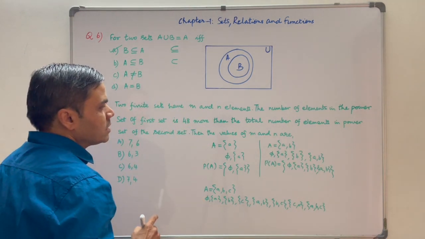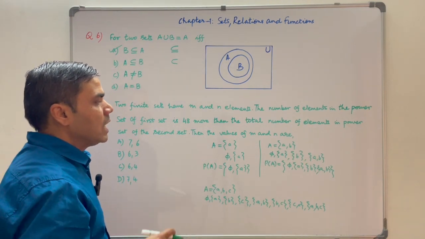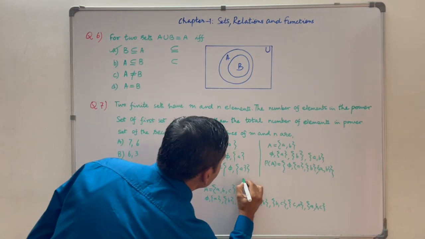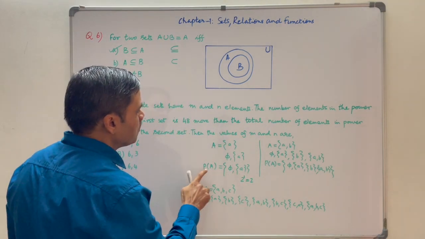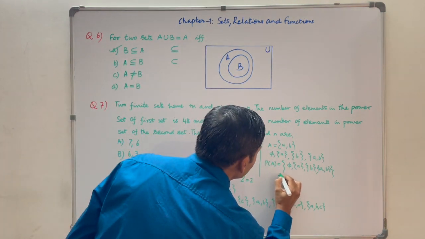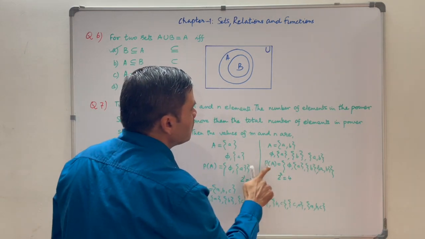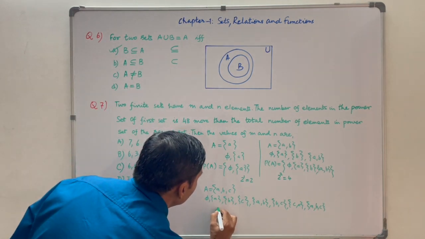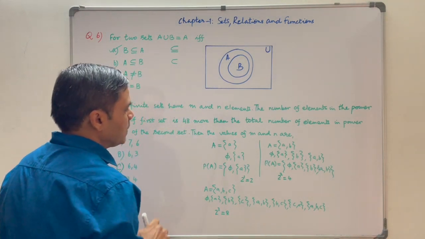So there is a relationship between the number of elements and number of subsets or number of elements in power set. If there is one element in set A, then there will be 2 to power 1, means 2 subsets or 2 elements in power set of A. If there are 2 elements in set A, then there will be 2 to power 2, means 4 subsets or 4 elements in power set of A. If there are 3 elements in set A, then there will be 2 to power 3, means 8 subsets or 8 elements in power set of A.